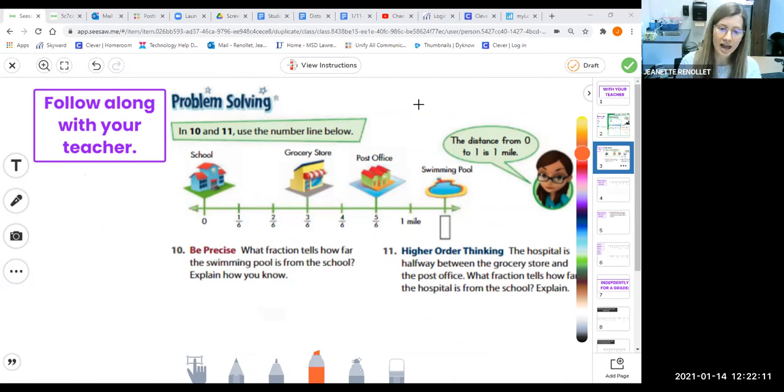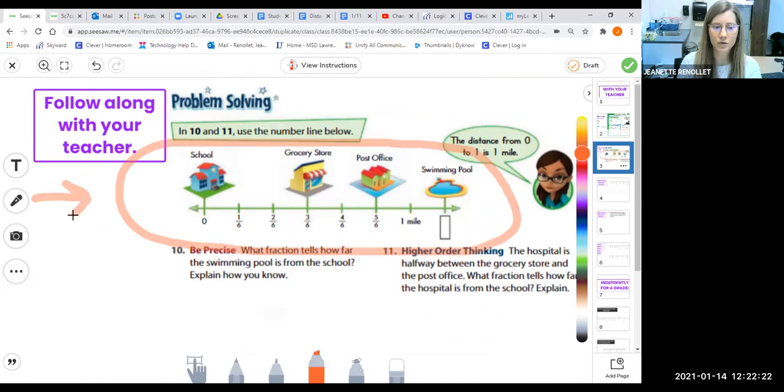In problems 10 and 11, use the number line below. I see a cute little picture here. Looks kind of like somebody's neighborhood with a number line. We're going to use this number line together. I notice a school, a grocery store, a post office, and a swimming pool. Okay, let's check out problem 10 to see what it says.